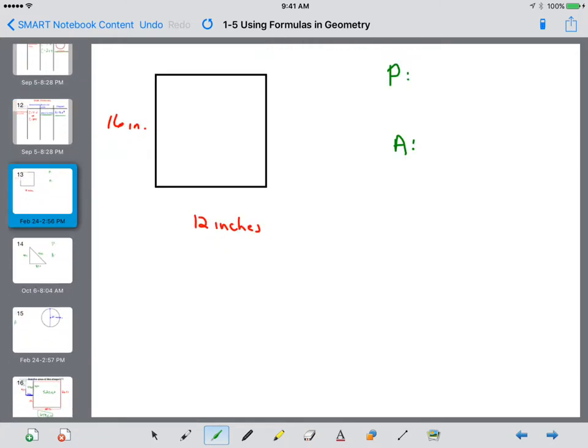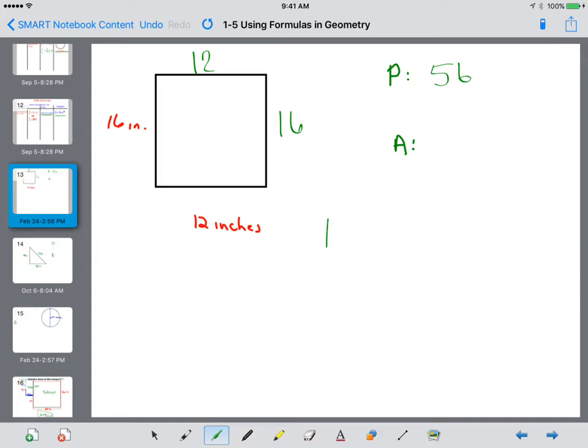A square, we need to find the perimeter and the area. Well, in a square, opposite sides are the same. And if we add them all up, 12 plus 12, that's 24. 16 plus 16, that's 32. 24 plus 32 would give us 56.